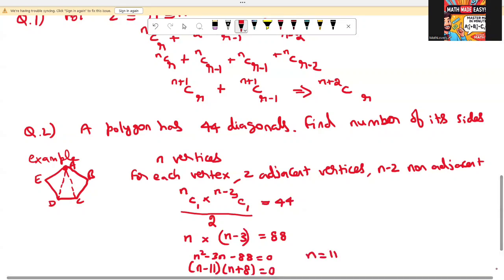So an 11-sided polygon will have 44 diagonals. So some people would have smartly recognized here itself. That is, it looks like 11 into 8, which is 88.